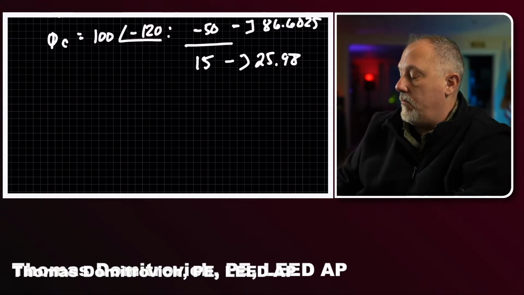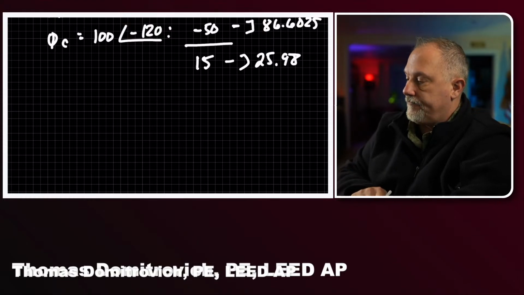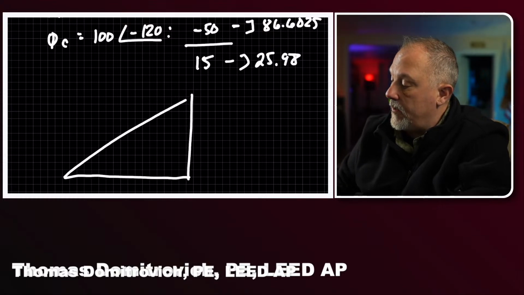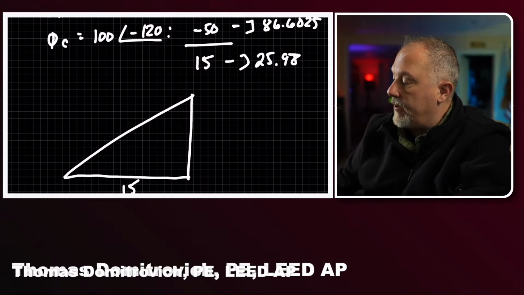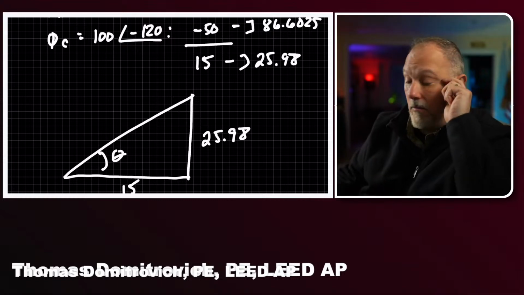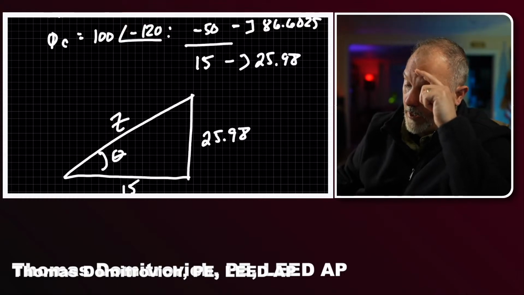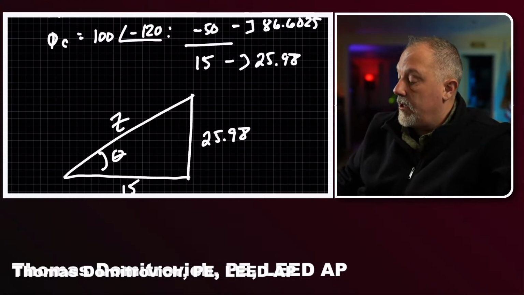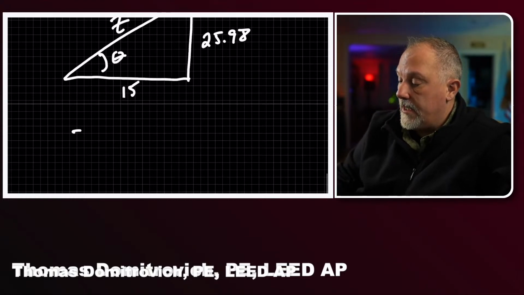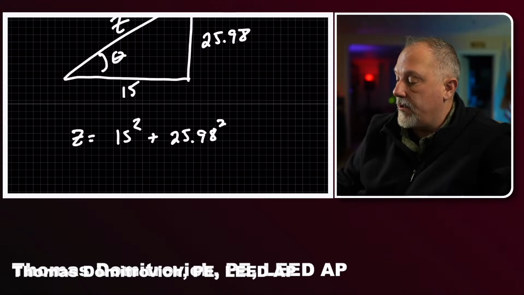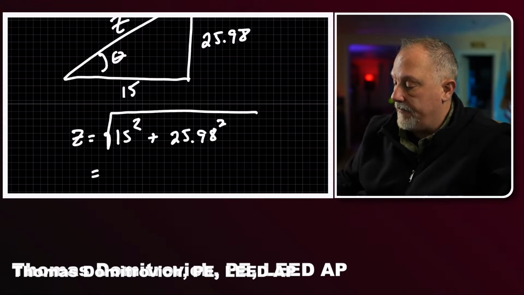Now, if I want to know the neutral current, what do I know? I know this is 15, and I know this is 25.98. I don't know the angle, and I don't know the hypotenuse. So Z is equal to 15 squared plus 25.98 squared, and I take the square root of all of that.